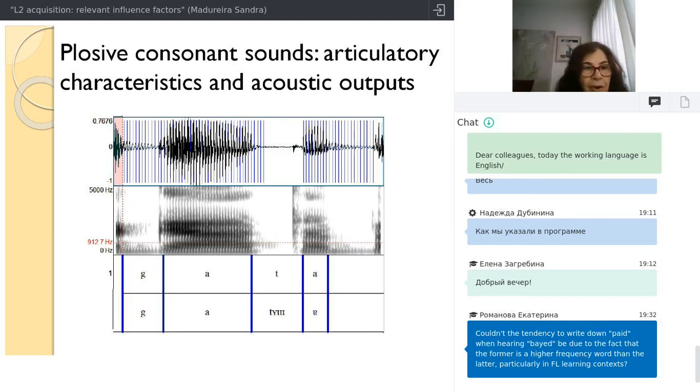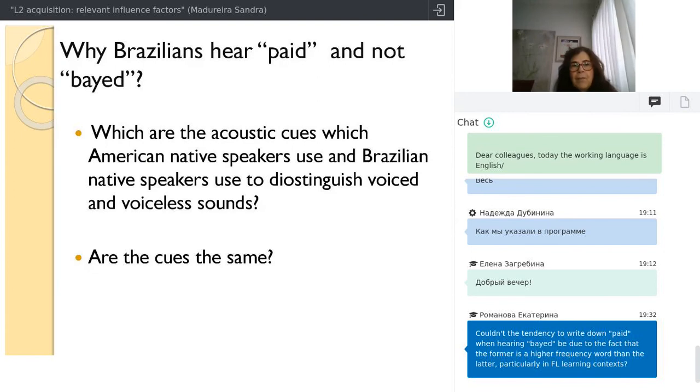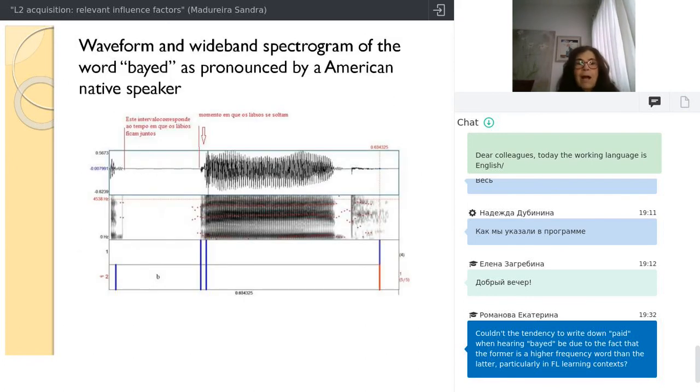So here you have the voicing, and you have the plosion, in here and in here. So I'm going to now compare what you hear in English and in Portuguese. I'm going to show you spectrograms in which the two languages are compared. Look at the word bait as pronounced by an American native speaker. You see "ba" here. This is the one I've used as a stimulus. It's a native speaker production. You see silence, and then the plosion, and then the vowel.